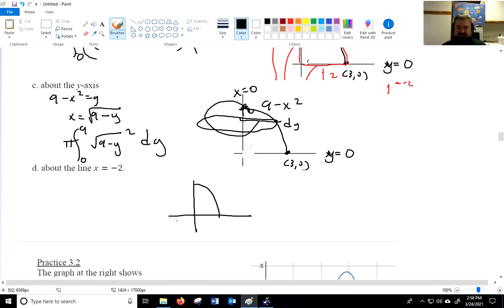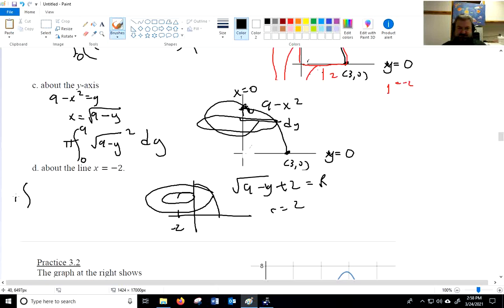So the line x equals -2, if we're going to rotate that, then again we need this inner radius that'll get rotated around, and then an outer radius that will get rotated around. So the outer radius is going to be 9 minus y square rooted minus a -2, so +2. My inner radius is just going to be 0 minus a -2, so just 2. So pi r squared minus r squared dy.